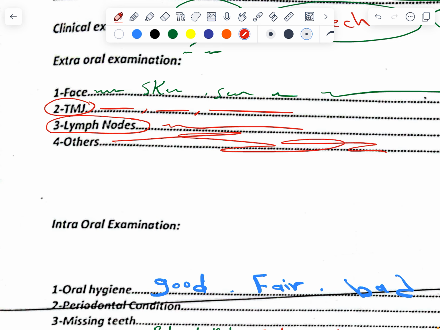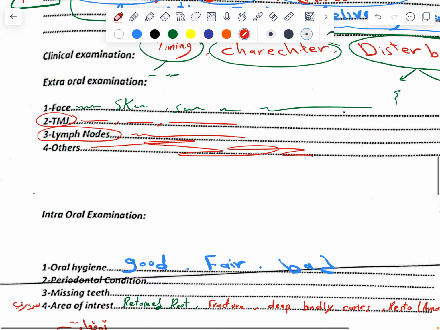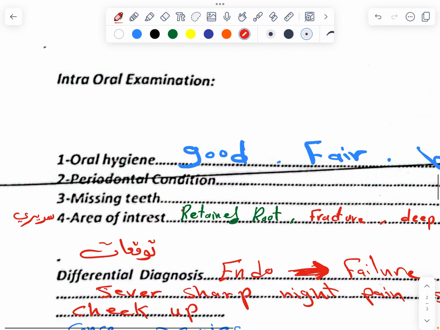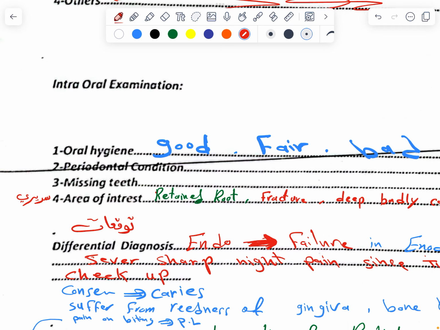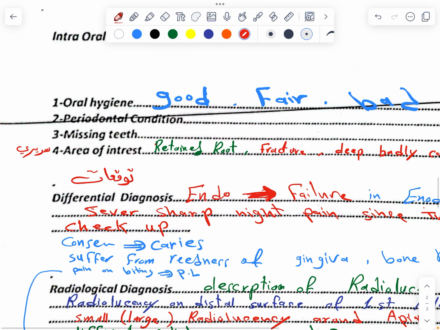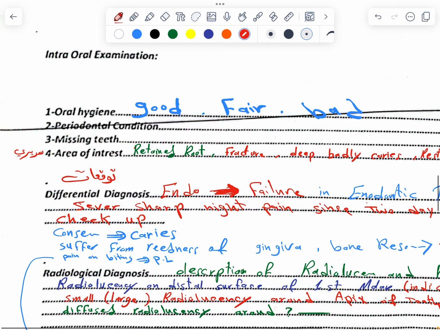Now we're going to go to intraoral examination. After wearing the gloves, examine the patient for oral hygiene. If it is either good or fair or bad.